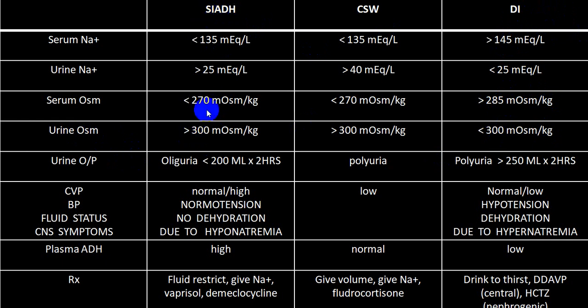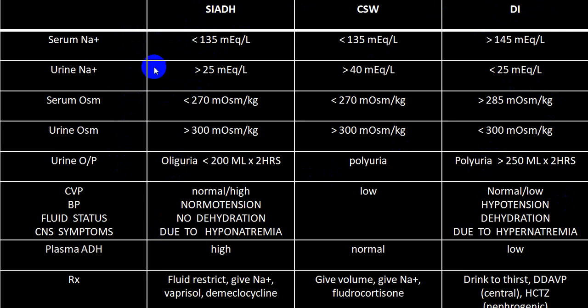So these four investigations help you a lot. Urine output usually in SIADH will be oliguria, while in case of diabetes insipidus it will be polyuria. If you look at all these things, it will be very helpful.